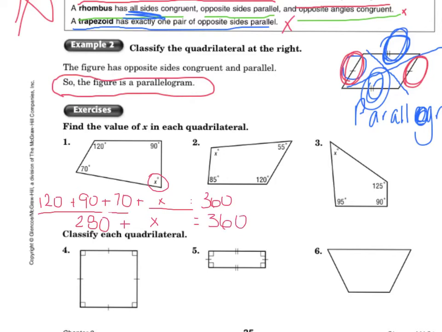How do you find that? To find a missing number in an addition problem, you simply subtract 360 minus 280.